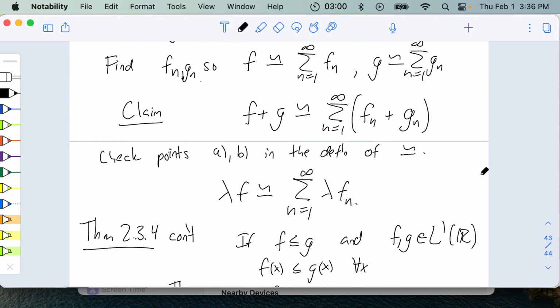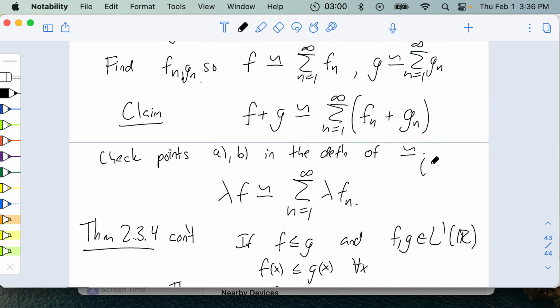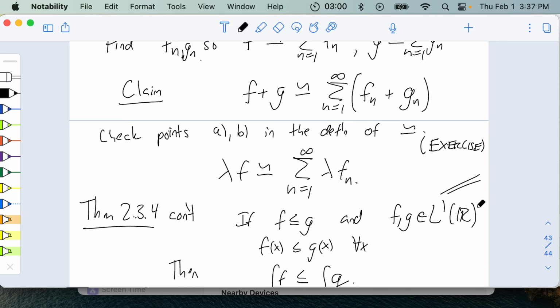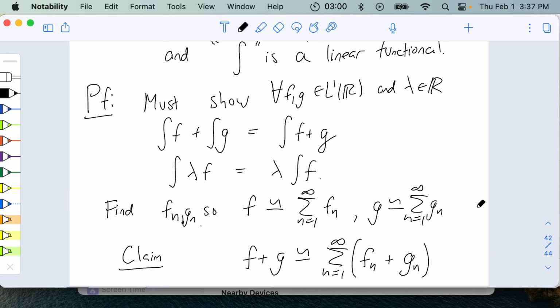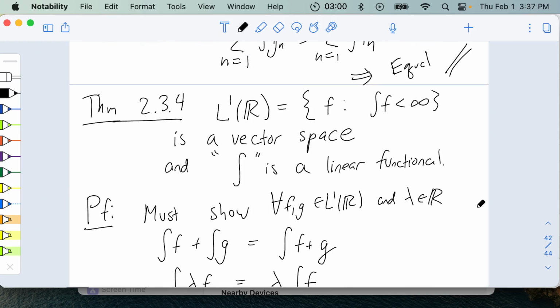I did skip something, so please check. I'll write exercise so you know I skipped it. Exercise: if you want to check, you can check the definition A and B to make sure that these things work. If you have a sequence fn and a sequence gn, you add them together, you get the thing. So the definitions go through sums and scalar multiples. And this is exciting because now we have the space L1.